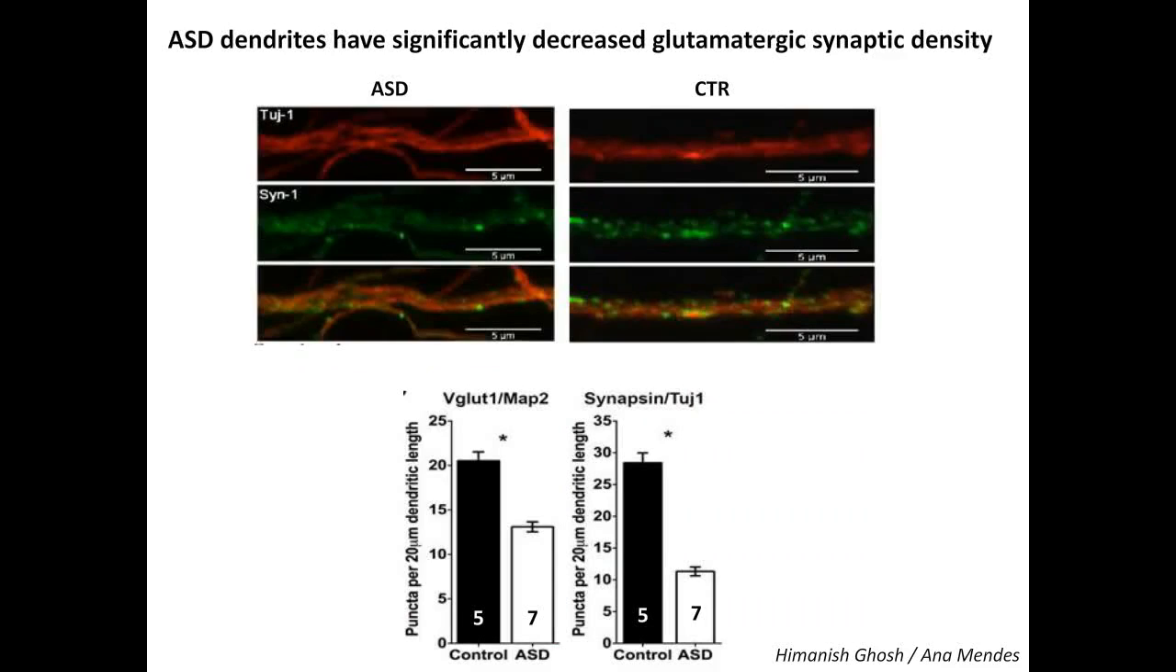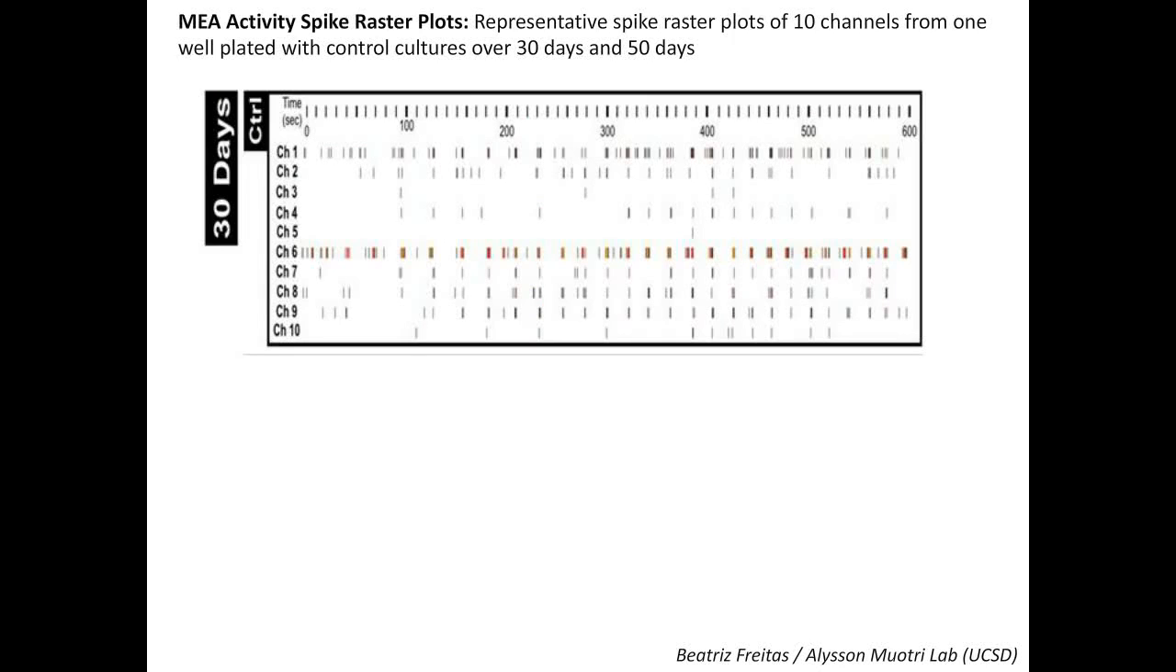Indeed, we have noticed a significant decrease in the density of glutamatergic synapses per neurite length in the ASD compared to controls. Because we wanted to simultaneously record the neuronal activity from 8 autistic patients and 5 controls, we decided to turn to the multi-electrode platform where we could compare multiple cell lines at the same time.